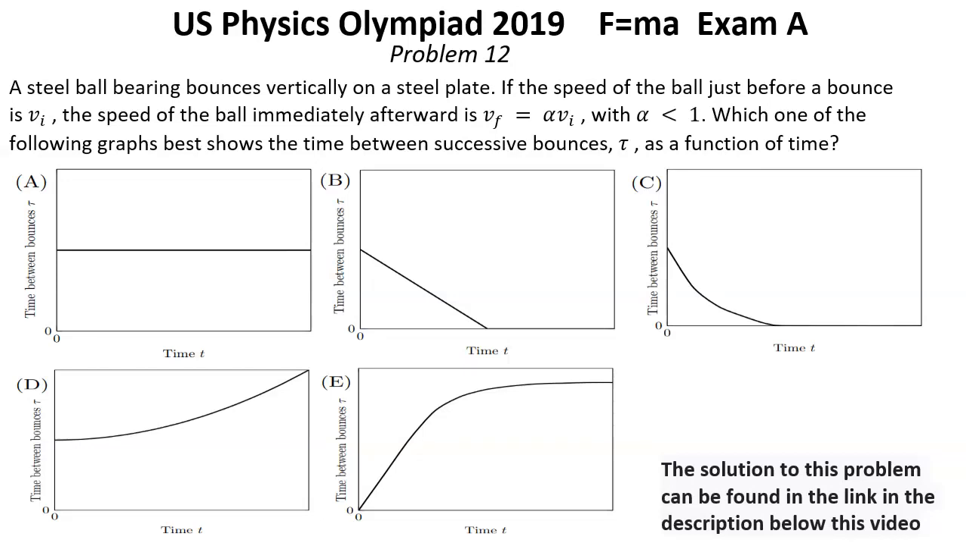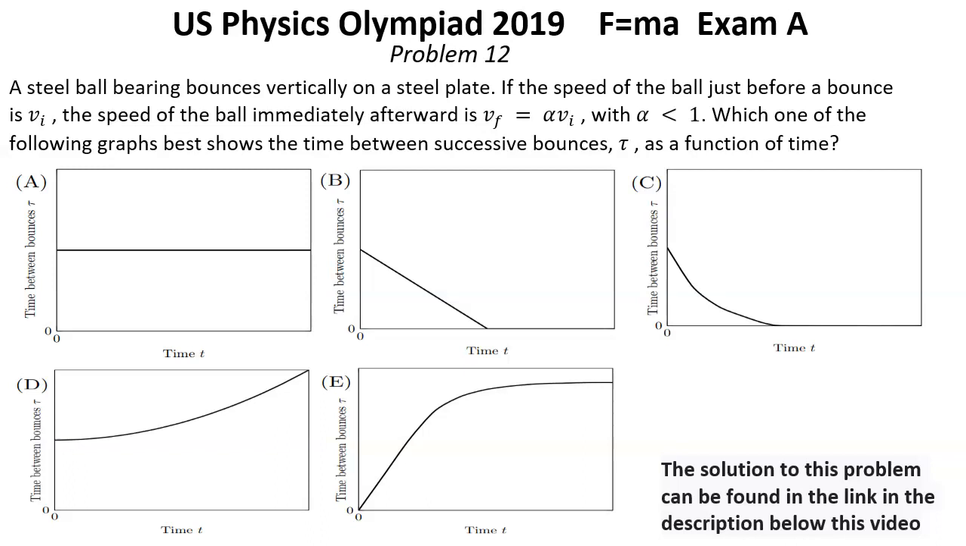Problem number 12. A steel ball bearing bounces vertically on a steel plate. If the speed of the ball just before a bounce is vi, the speed of the ball immediately afterward is vf equals alpha vi, where alpha is less than 1. Which one of the following graphs best shows the time between successive bounces tau as a function of time t?